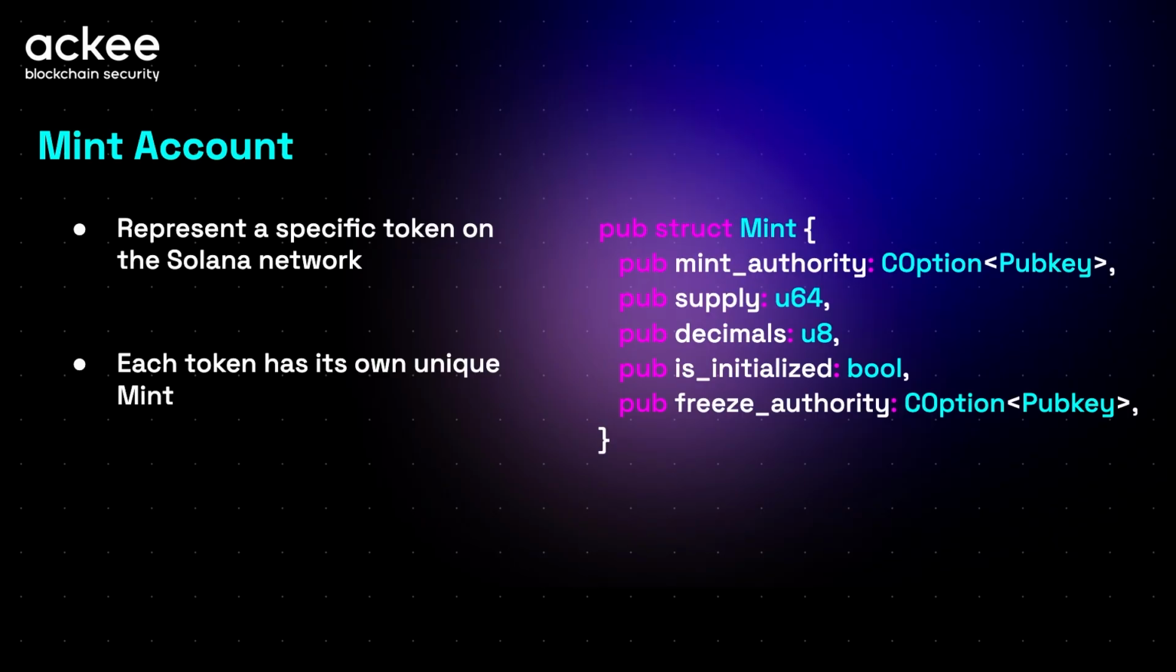There is also the is initialized flag to track whether the mint account is initialized. And last but not least is the freeze authority, which is again an address of an account that can freeze or unfreeze a token, so the tokens cannot be transferred.